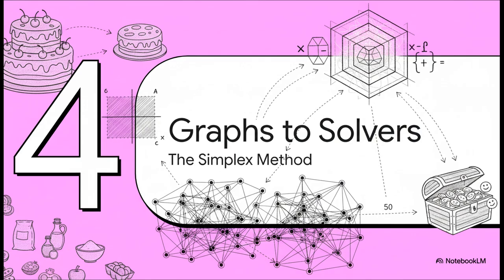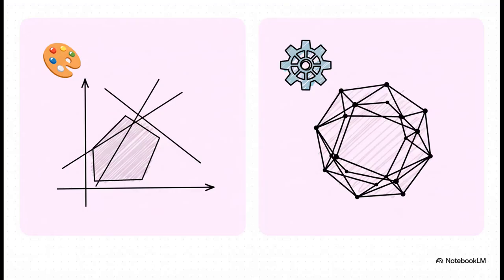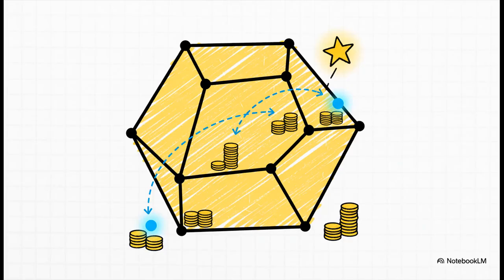So that graph is awesome for two types of cakes. But what if our bakery made, say, 50 different products with 100 different ingredients? You can't exactly draw a 50-dimensional map, right? We're going to need a more powerful tool for that. So let's just compare these two. The graphical method we just looked at is fantastic for visualizing things, but it's really limited. For the complex, messy, real-world problems, we use something called the simplex method. Think of it as a powerful algorithm that does the same job, but for hundreds or even thousands of variables at once. So how does it work without a map?